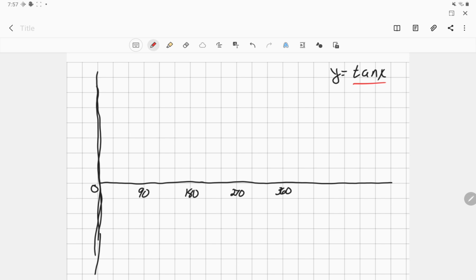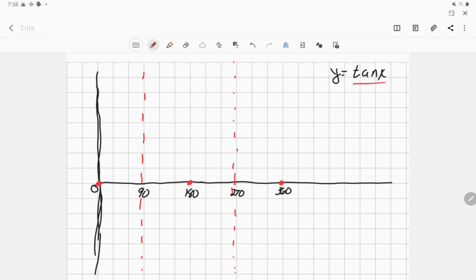If you put into your calculator tan of 0, it tells you 0. If you put in tan of 90, it tells you undefined or error, depending on what your calculator says, but it all means the same thing. It means there's going to be an asymptote there. Tan of 180 works out to be 0. Tan of 270 turns out to be undefined, and tan of 360 works out to be 0. The problem with this isn't a graph. There's no picture. So we need to kind of fill in some space here.